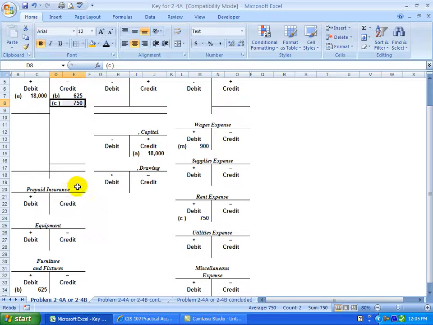Looking at letter D, we bought washers and dryers for our cleaning business. We paid $16,500 down, paying $4,000 in cash and owing the rest. I'm going to pay the rest later. So washers and dryers are considered equipment for our business. So here's letter D showing our equipment getting bigger. Our cash is going down by $4,000, so we're going to go up here and record transaction D. So this is a credit.